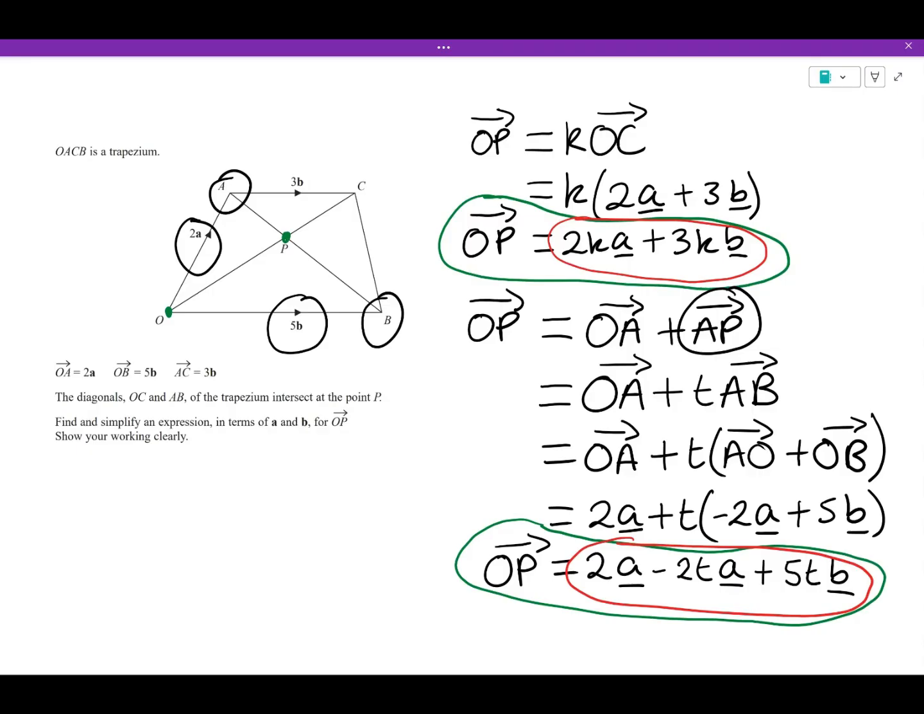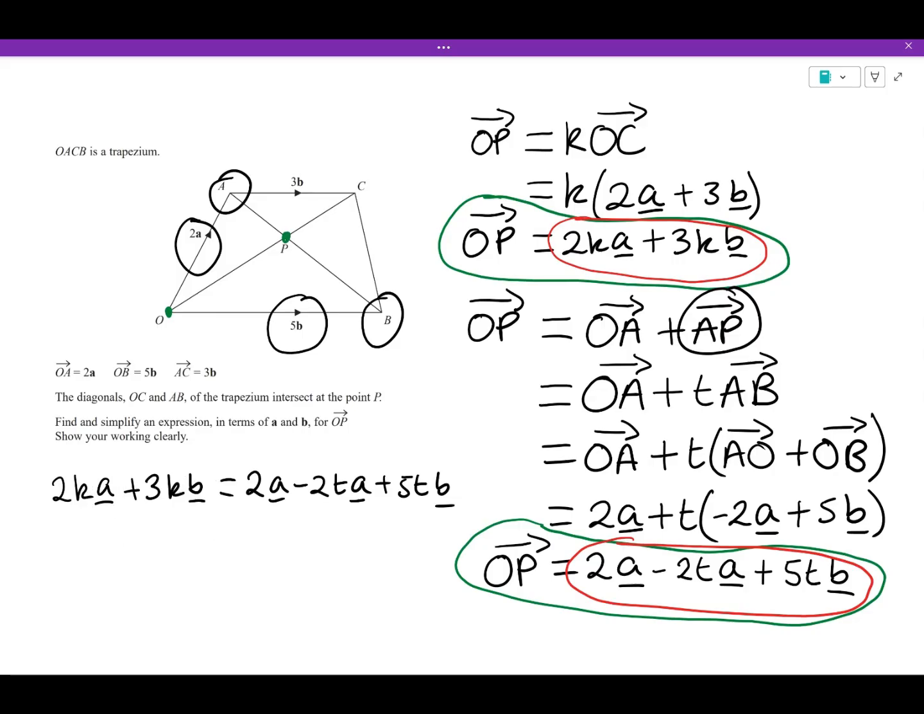So I'm going to write out the top one, which is 2KA plus 3KB, and that should be equal to the one at the bottom, which is 2A subtract 2TA plus 5TB, like that. Now, if we look at my left-hand side, we've got two terms written. A appears once, B appears once. So I like that, but the right-hand side doesn't match that.